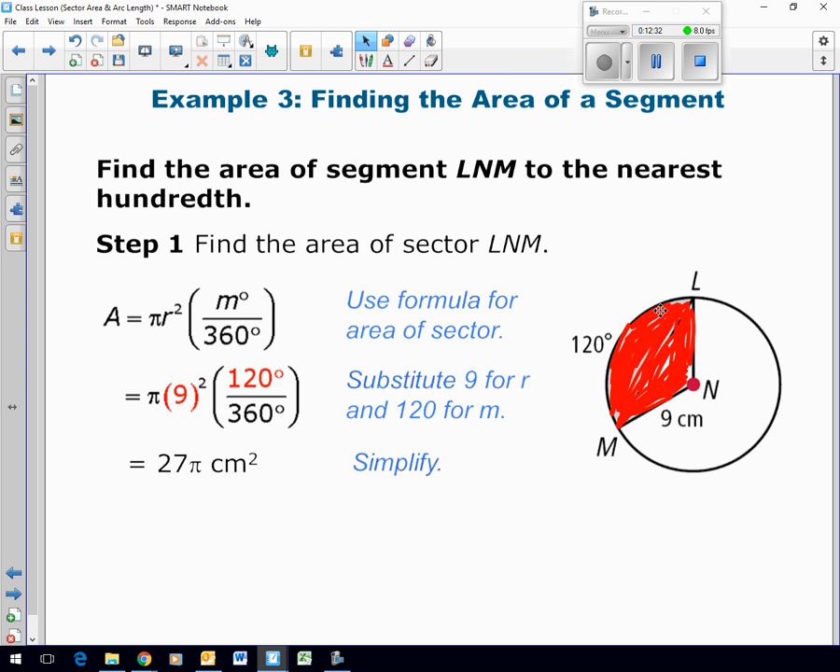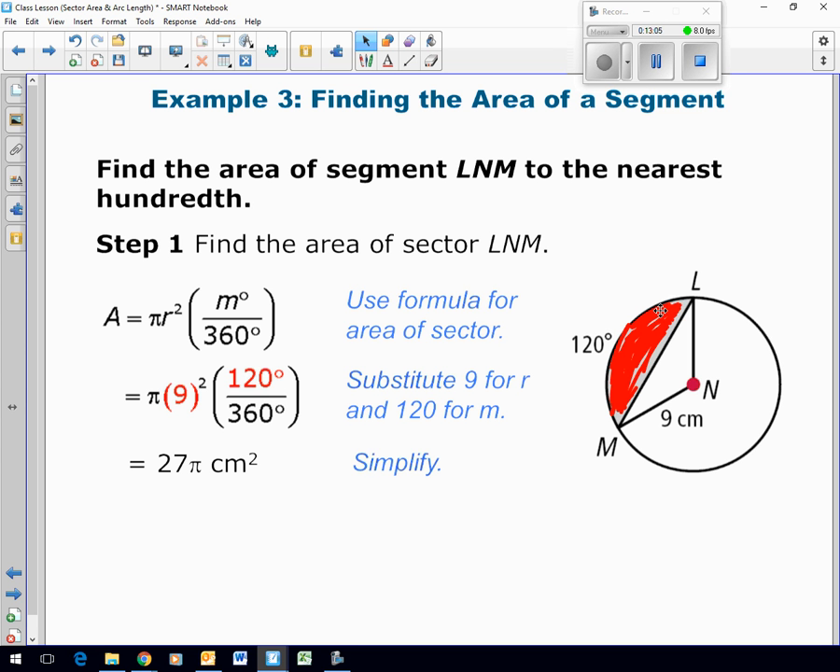That gives me too much, right? Remember that original part that was in gray? If I want to take out the triangle that is over included, okay? So I've got the big area, which is 27 pi, and I'm going to take out, and when I say take out, that means subtract the area of the triangle.